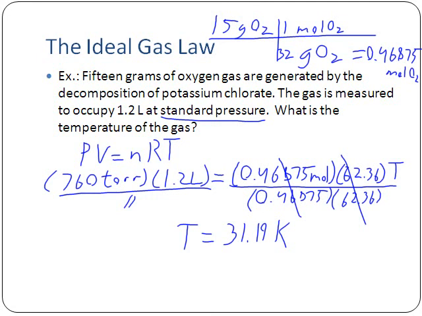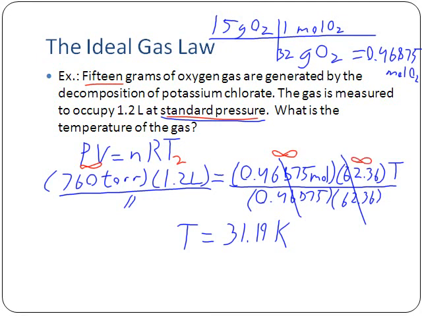Significant figure-wise, let's take a look at what we were given here. We had 760 torr, but this is standard pressure, and so this is exact, so that has infinite significant figures. 1.2 liters has 2 significant figures. The number of moles here was based on our 15 here. Now, since that's spelled out, it means it's also going to be infinite. If it was just 5 grams, it would have 2 significant figures. And 62.36 is also infinite.